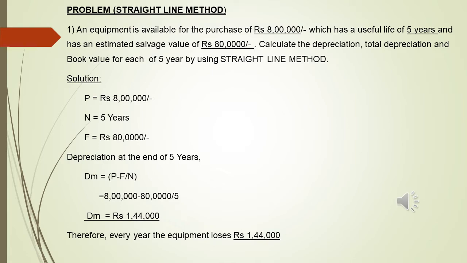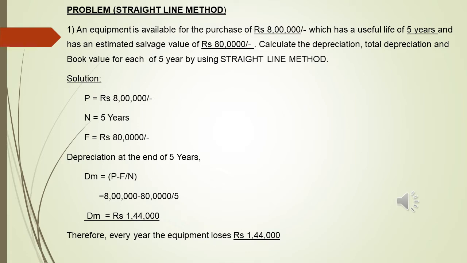What you have to calculate? You have to calculate the depreciation, total depreciation, and book value for every year of the 5 years using the straight line method. So in the solution, let us solve this problem.